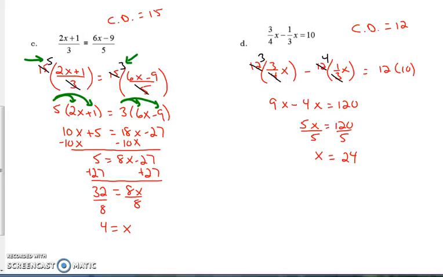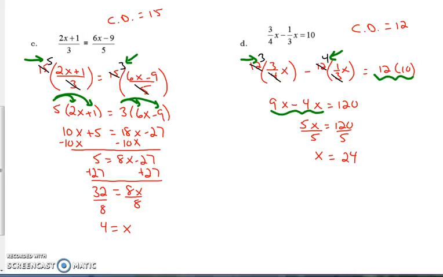Okay, for part D, my common denominator was 12. So I multiplied every single part of the equation by 12. Then I reduced: 12 divided by 4 is 3, so 3 times 3x, and 12 divided by 3 is 4. And then again, I don't do any reducing with the 12 times 10 because there's no fraction to reduce it with. So now I multiplied 3 times 3x and got 9x. And then I multiplied 4 times x and got 4x, which is equal to 120. And then just combine my like terms and finish solving the equation.